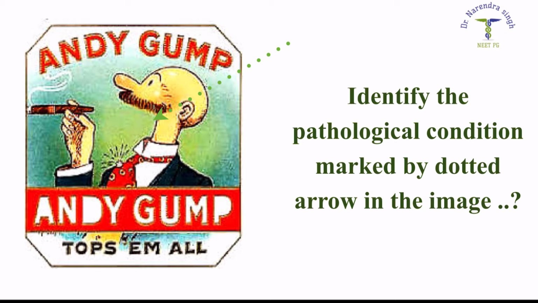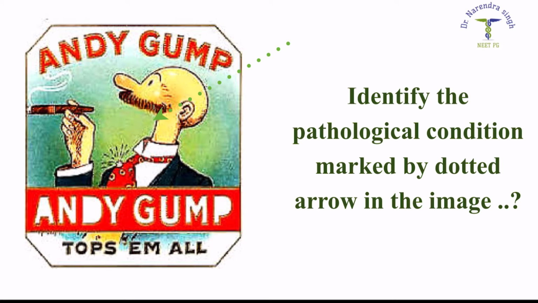Today we will be discussing a new topic in ENT and the question associated with it. The question for today is: in this image, which shows a famous cartoon character of the early 90s, what pathological condition is marked by the dotted arrow in the image?